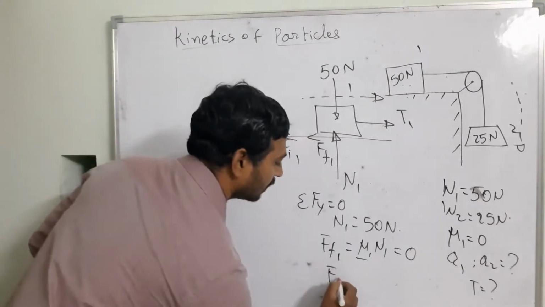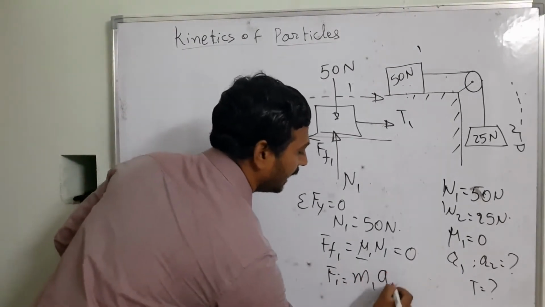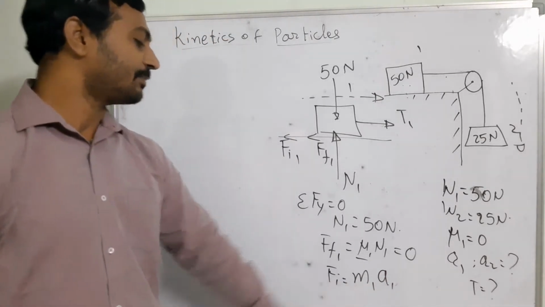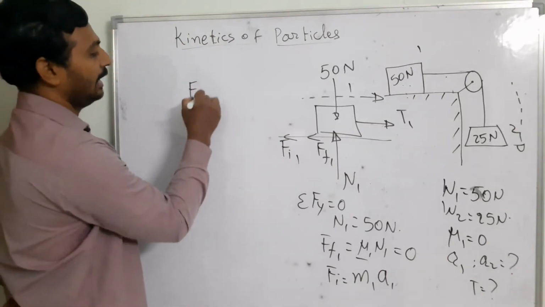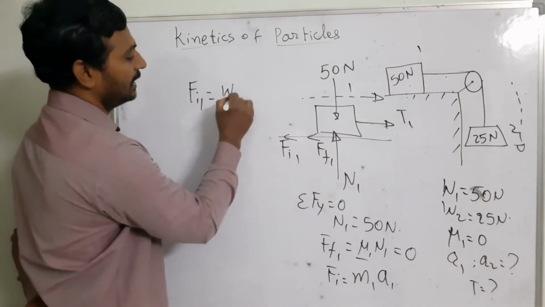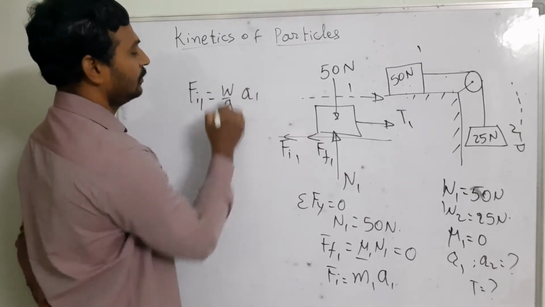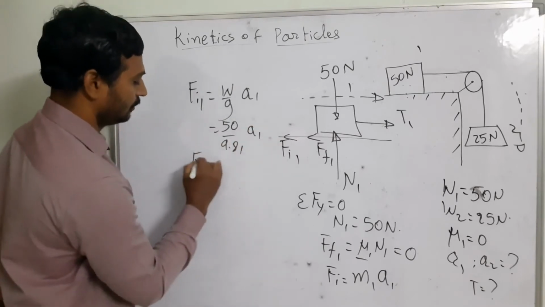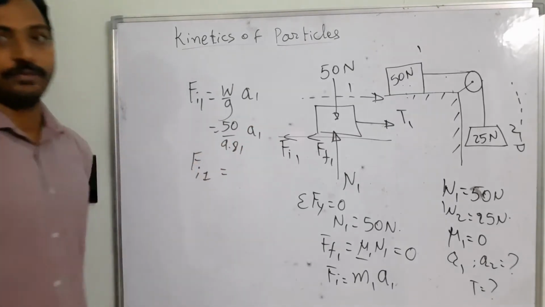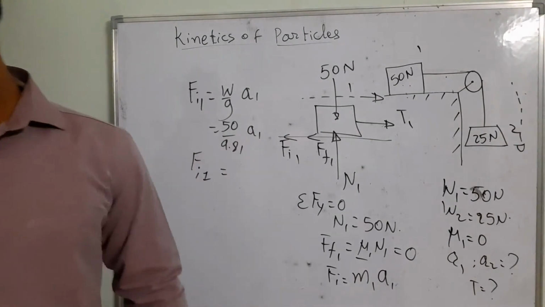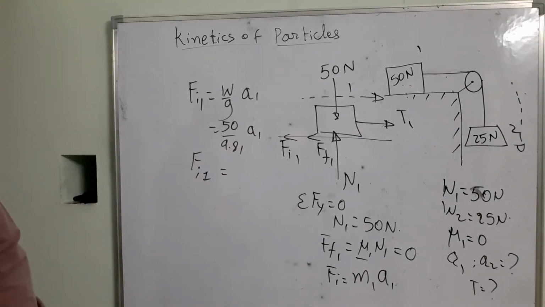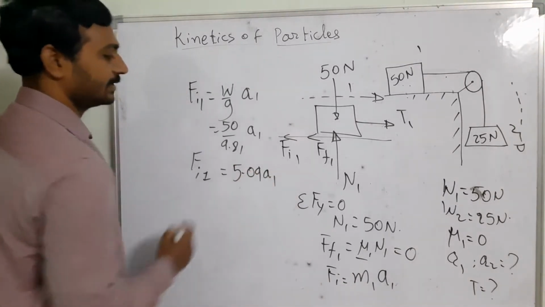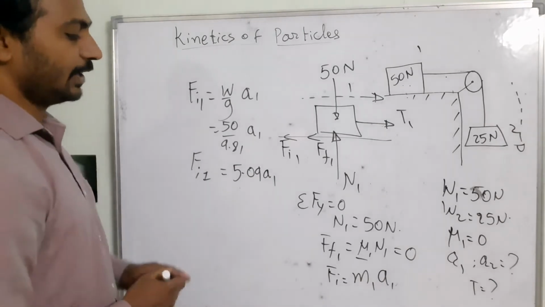Fy is equal to, what is the formula? That's going to be M1 A1 we are going to get. So what is the final equation from this? I am going to take Fi1 is equal to W by g into A1. W is equal to 50 by 9.81 into A1. So this simplification I will get: 50 by 9.81 is equal to how much? That's going to be 5.09 A1 I will get. Right? So these equations we got.